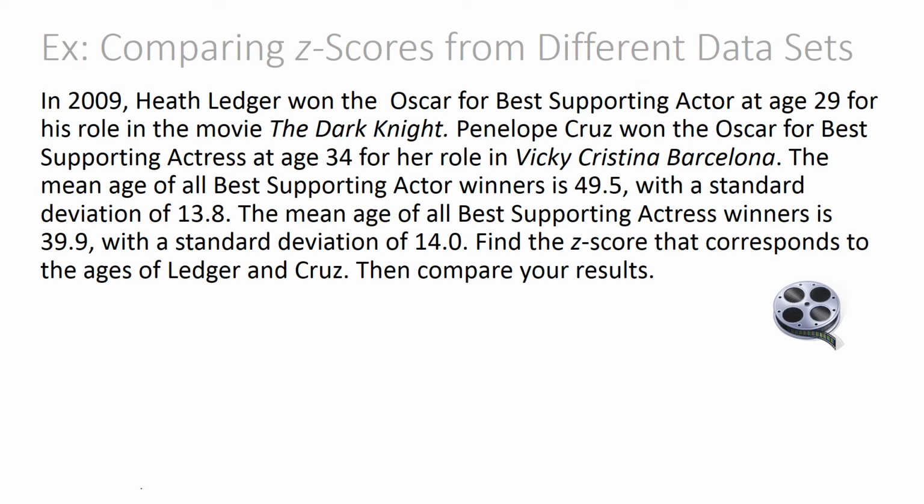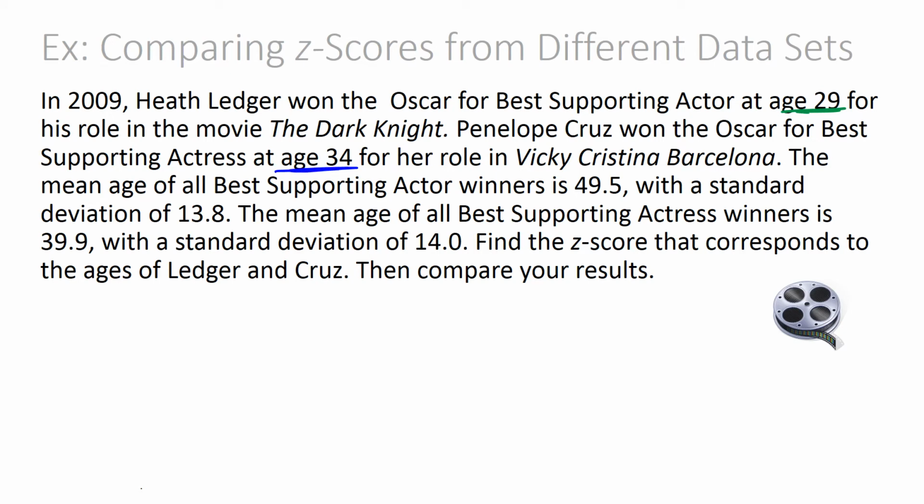So in this example, it gives us some information about Heath Ledger's Best Supporting Actor win and Penelope Cruz's Best Supporting Actress win. And we want to see if either actor or actress was more away from the normal age than the other. So we have that Heath Ledger won the Best Supporting Actor at age 29 for his role in Dark Knight, while Penelope Cruz won for Best Supporting Actress at age 34.